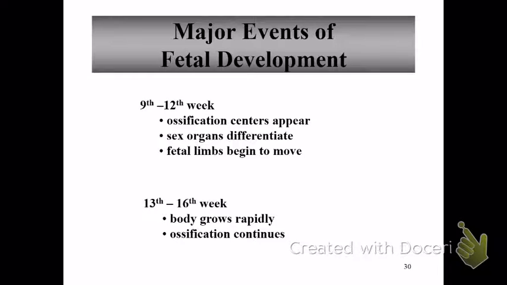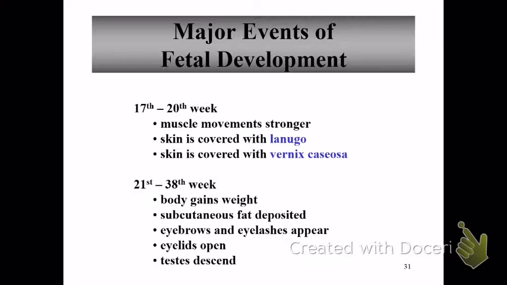Okay, here's some major things. 9 to 12, the ossification, the bones really start to form. And 9 to 12, sex organs start to form. The fetal limb is beginning to move. And then 13 to 16 weeks, body grows and ossification. That's where ossification is the cartilage hardening as it becomes bone. So it's not so squishy anymore.